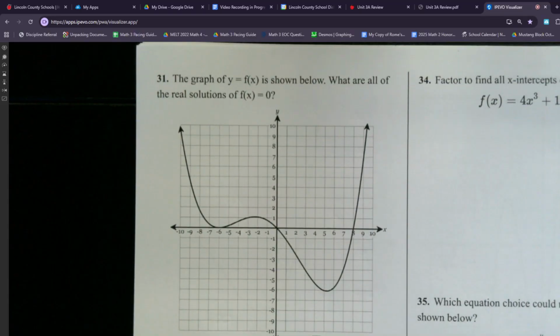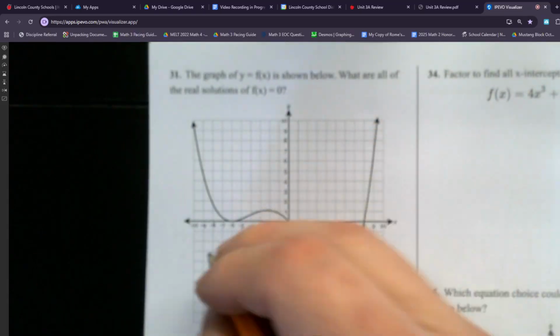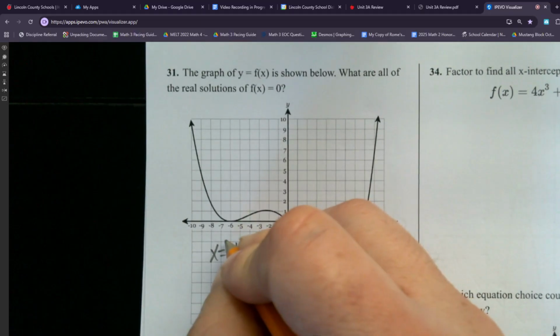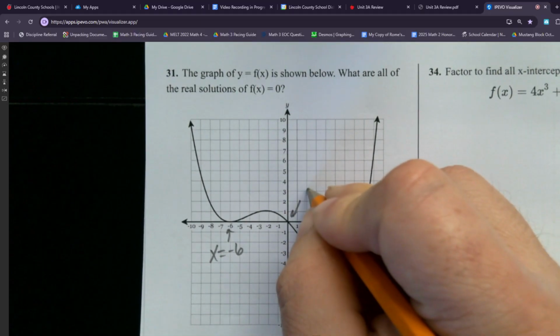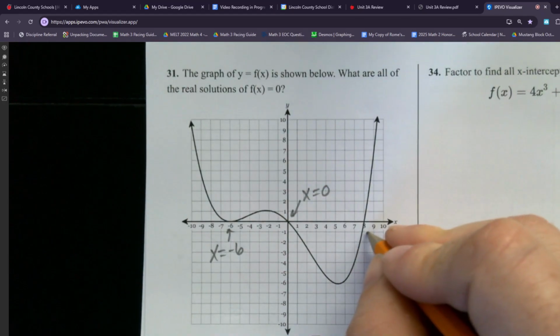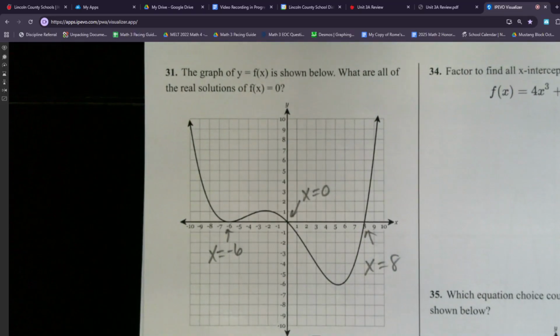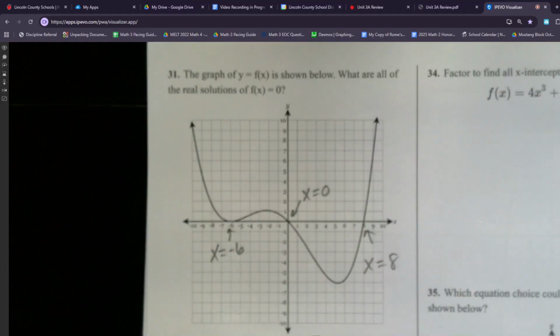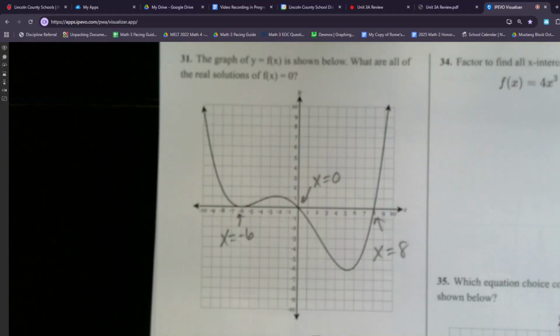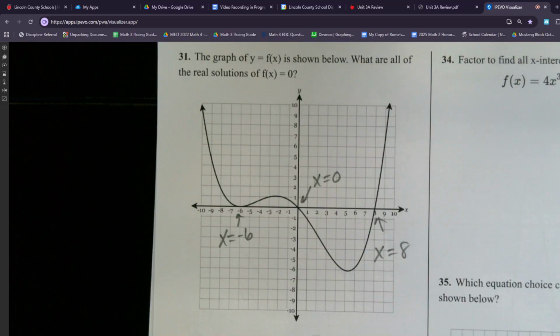Same thing here. We got x equals -6, x equals 0, and x equals 8. Okay, so what are the real solutions? There's your 3 real solutions there. Okay. All right. Okay.